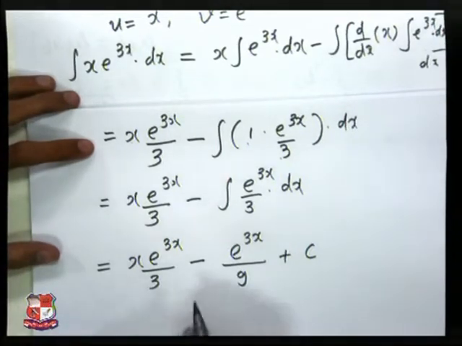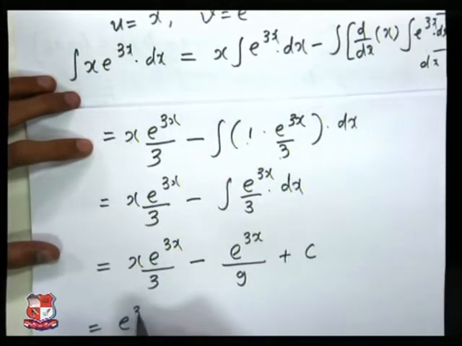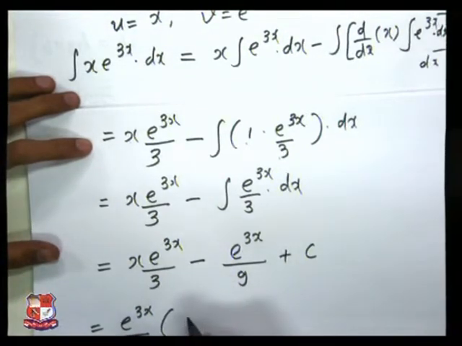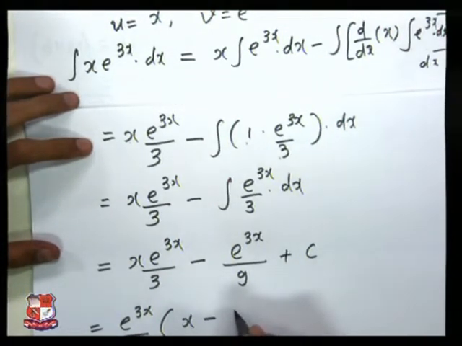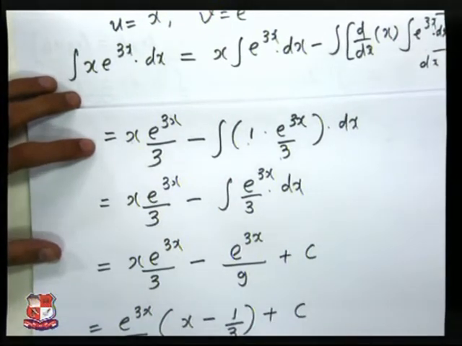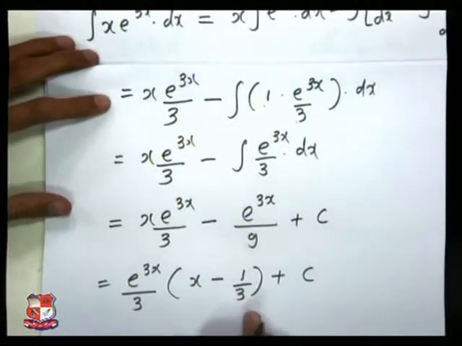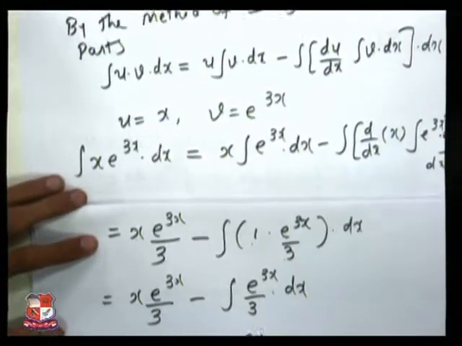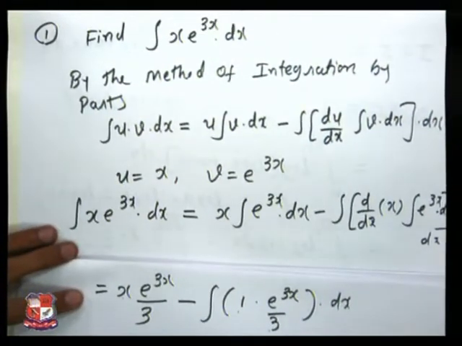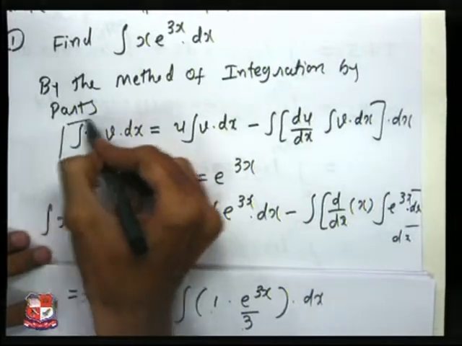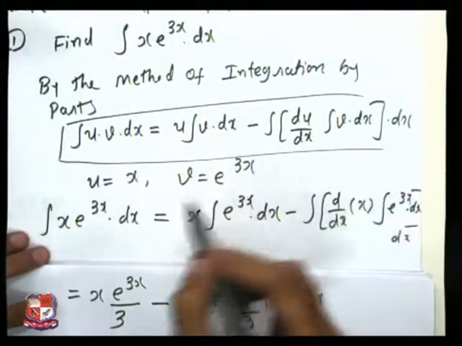So after all we will get e raised to 3x by 3. If I take it common, then I will get (x minus 1 by 3) plus c, which is our final answer of the integration. So all the students need to remember the method of integration by parts, and this is the formula of the method of integration by parts.